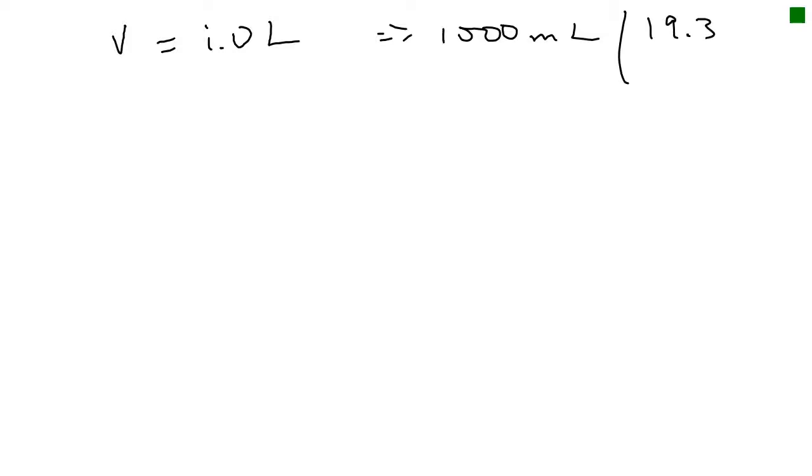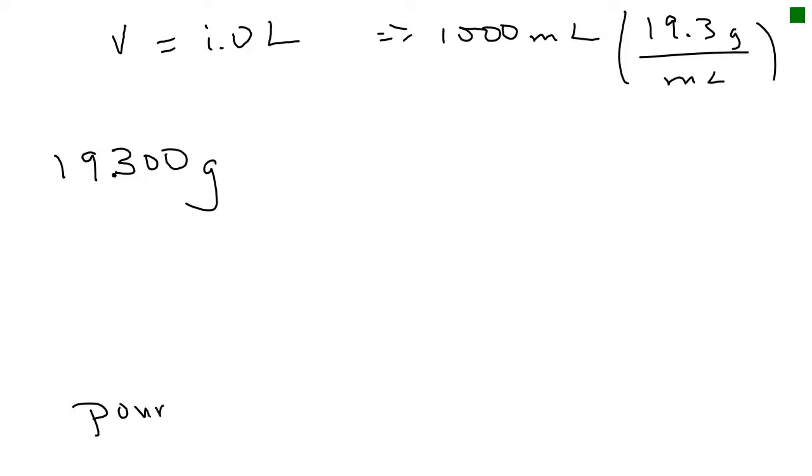So we're going to assume a volume of the statue of 1 liter, because that's kind of what it looks like. Well, we know that that's 1,000 milliliters, and we know the density of gold is given as 19.3 grams per milliliter. So this statue weighs 19,300 grams.